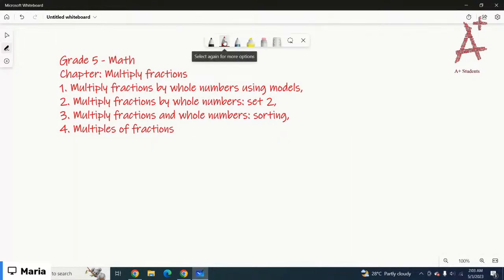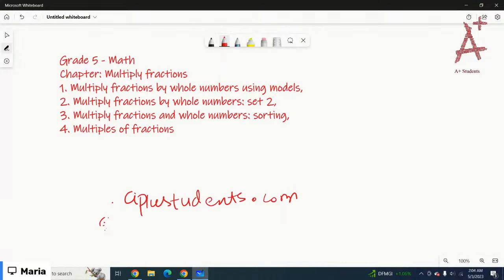So you can find all the lessons on aplusstudents.com. You have to log in there using your email address, and the password is provided by the administrator. Then you have to select math from the subject tab. Scroll down to grade 5 maths and then click on view all lessons. There you can find a list of the chapters.